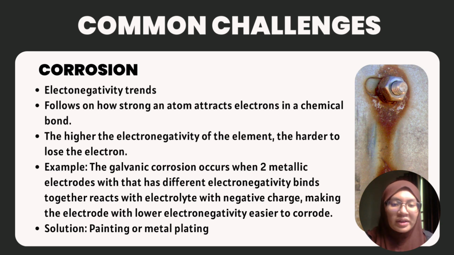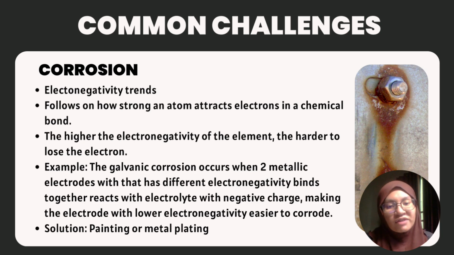I'm going to give you one example, which is galvanic corrosion, that occurs when two metals that have different levels of electronegativity bind together and react with water. The findings showed that the metal that has the lower electronegativity will corrode faster than the other. It is because when oxygen reacts with the lower electronegative metal, it will attract its electron and cause it to corrode.